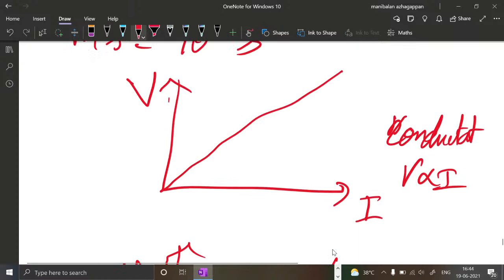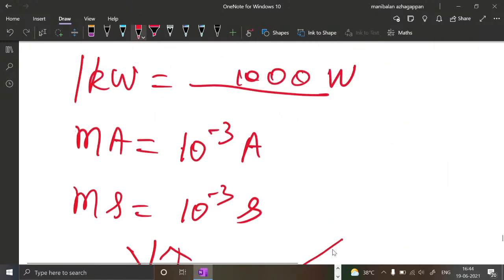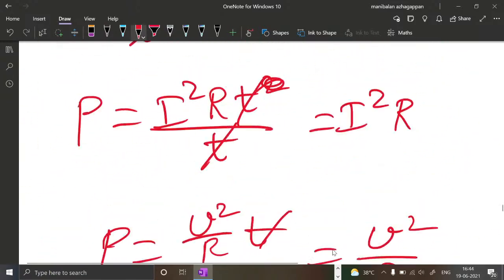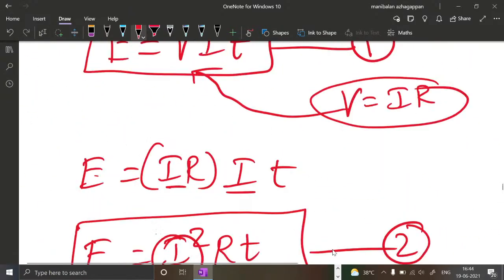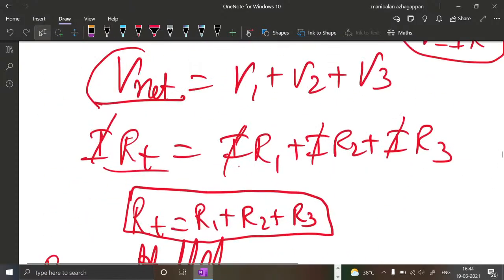Okay, there are two types of graph. First, the graph which obeys Ohm's law. Second, the graph which does not obey Ohm's law. Okay, so this and all will help you to do the 10th standard. Okay, so 12th standard notes I'll give separately.